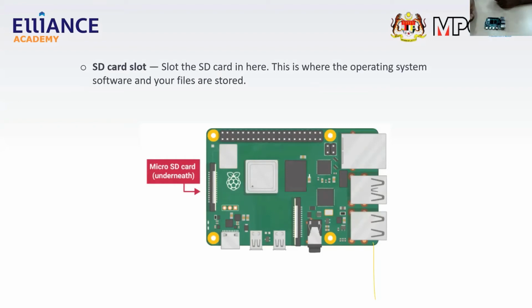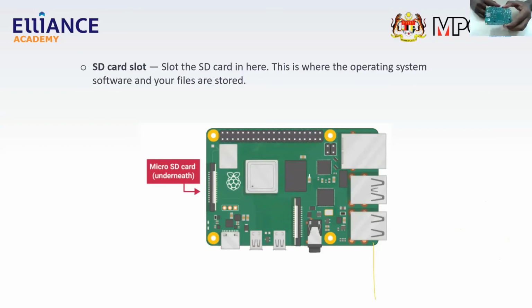Now we have the SD card slot. This board comes with an SD card slot. You've seen SD card slots on many devices, such as your phone or camera. The SD card is actually located beneath the Raspberry Pi. This is the top view, and this is the bottom view. You can see there's a metal plate here. This is where your memory card slot is. This is where we slot the SD card. The SD card is where the operating system software and your files are stored.